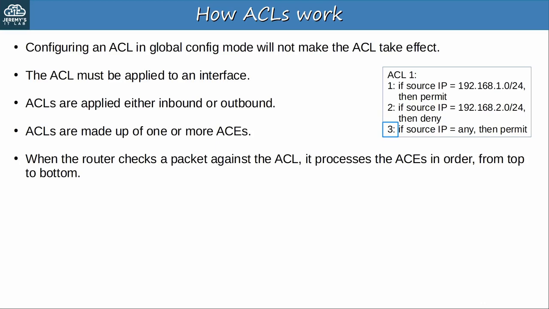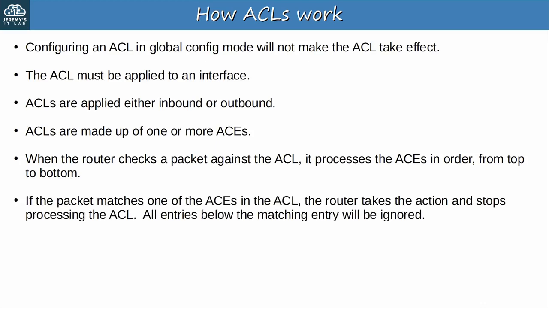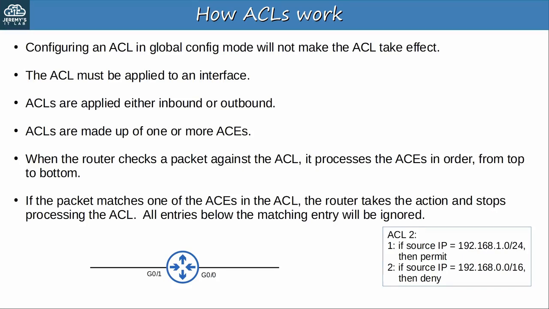Another point I briefly mentioned before. If the packet matches one of the entries in the ACL, the router takes the action and stops processing the ACL. All entries below the matching entry will be ignored. Let me show you an example. Here we have a router and another ACL. The first entry in the ACL says if source IP equals 192.168.1.0/24, then permit. However, the second entry says if source IP equals 192.168.0.0/16, then deny. What effect will this have if applied outbound on the G00 interface of this router?